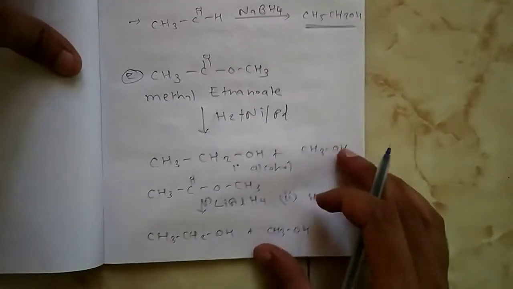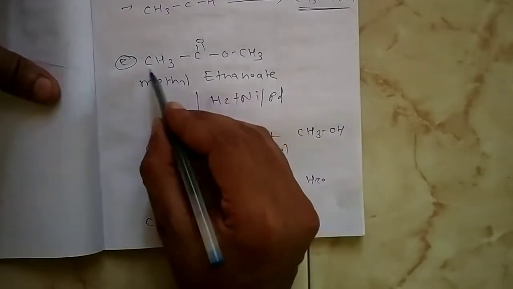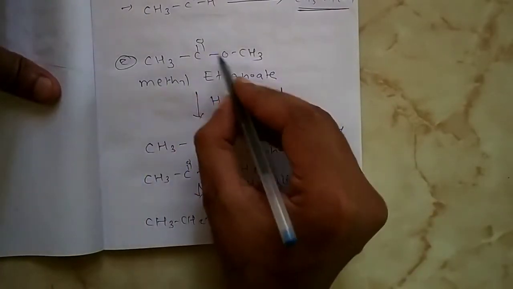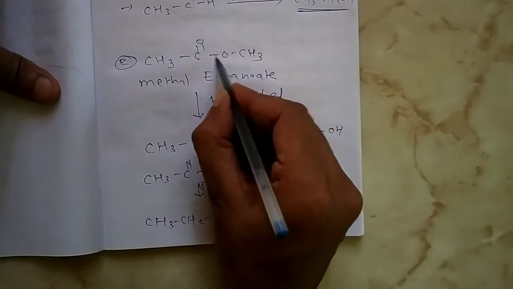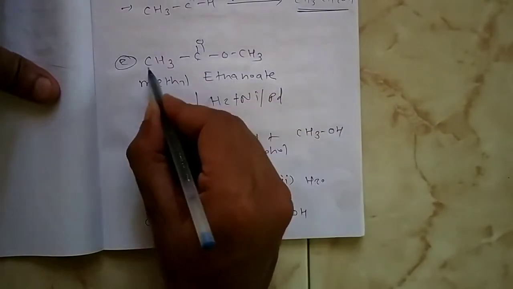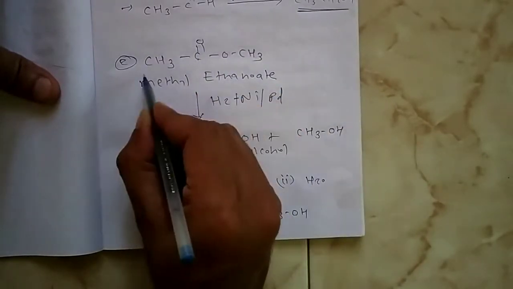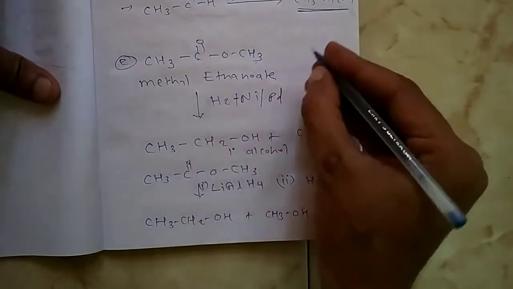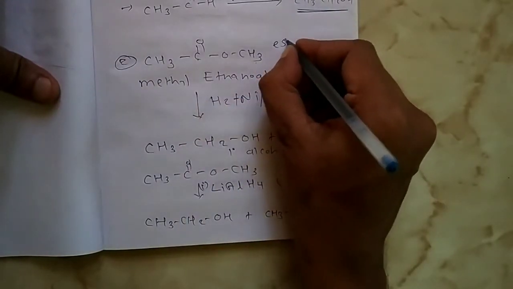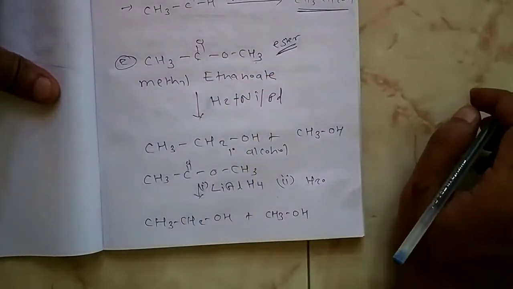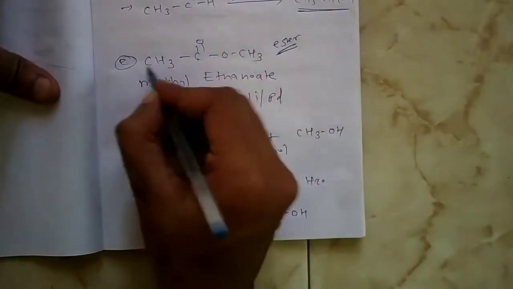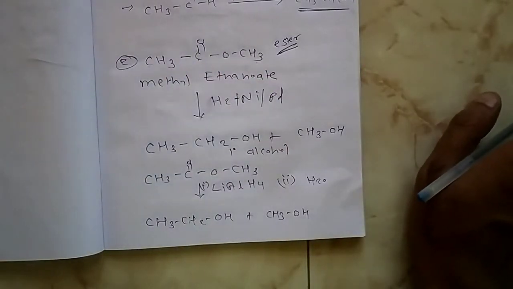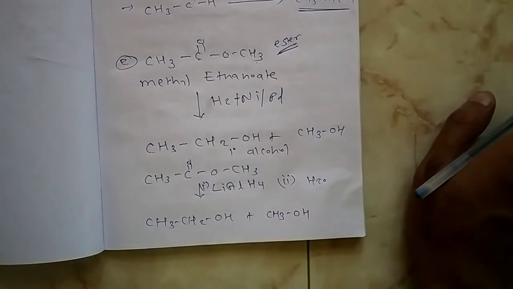Now let's take another starting material. This one is ester. You can see C double bond O, then again O and R. These two are alkyl groups, CH3 CH3. So it is the ester group, C double bond O R. Okay. Now the name of this compound, how will you name this?